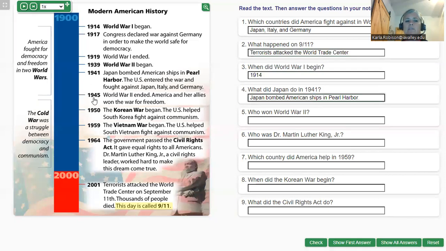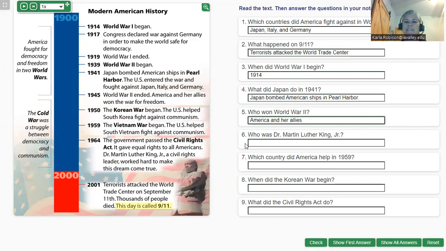Well, and then right here in 1945, World War II ended. America and her allies won the war. So who won? America and her allies. And we always refer to the United States as a girl. So anytime you use a pronoun for the United States, use her or she. Okay? Don't ask me why, because I don't really know. That's just how that worked.